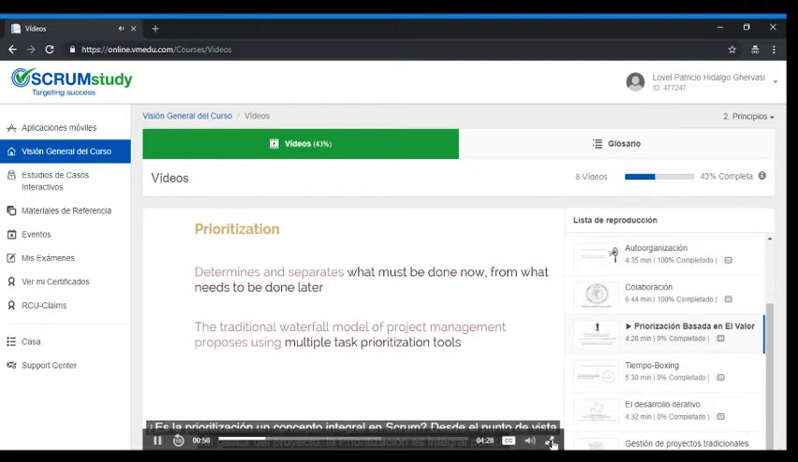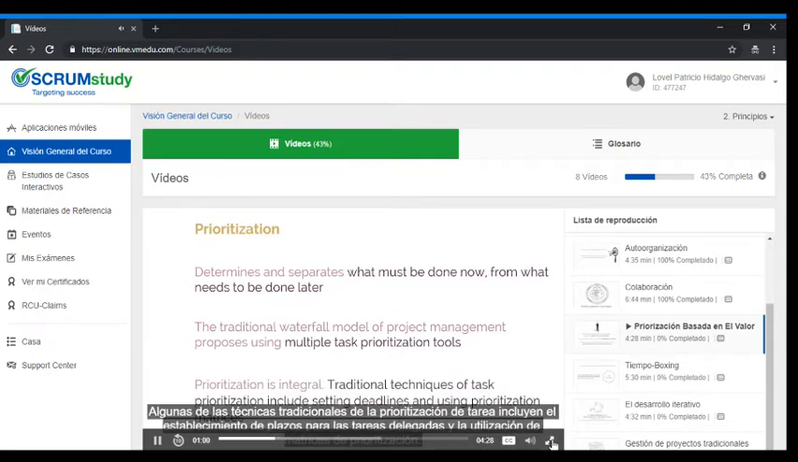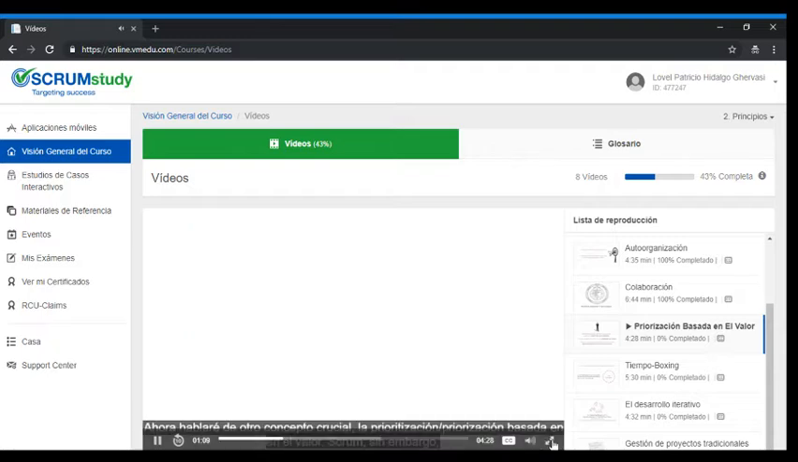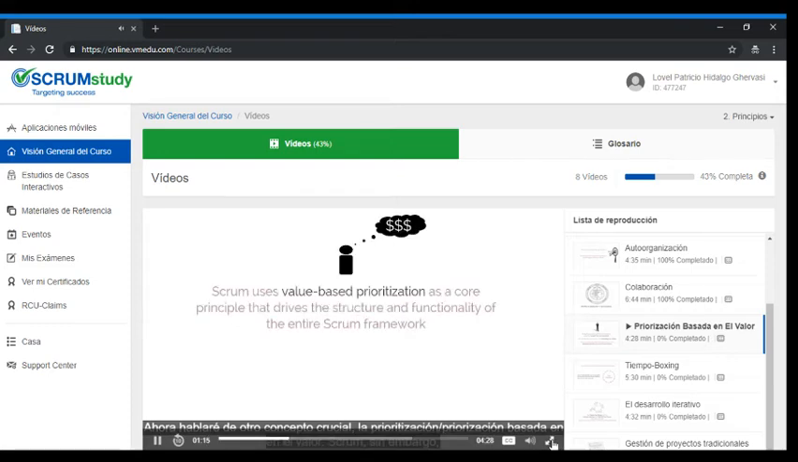From the project manager's point of view, prioritization is integral because certain tasks must be accomplished first to expedite the development process and achieve the project goals. Some of the traditional techniques of task prioritization include setting deadlines for delegated tasks and using prioritization matrices. Now I'll take you through another crucial concept, value-based prioritization.